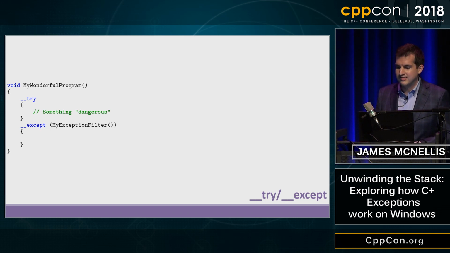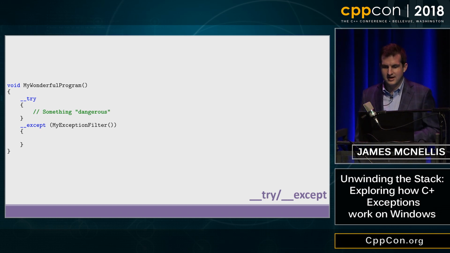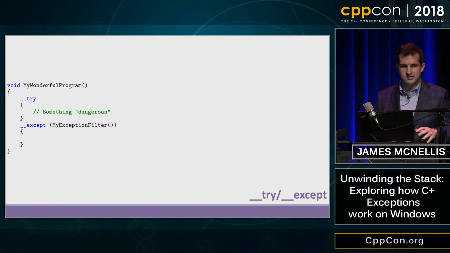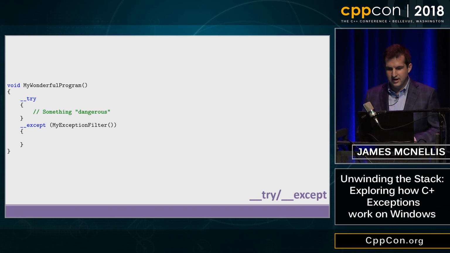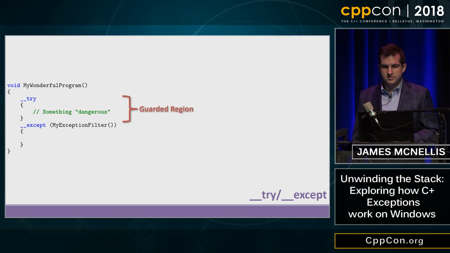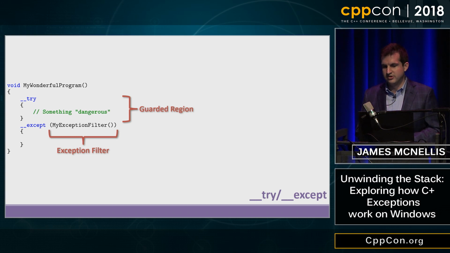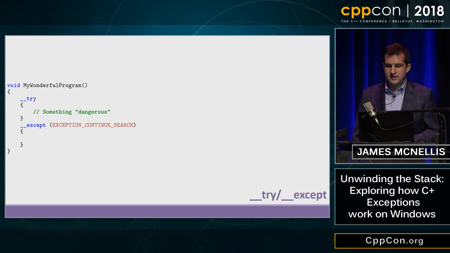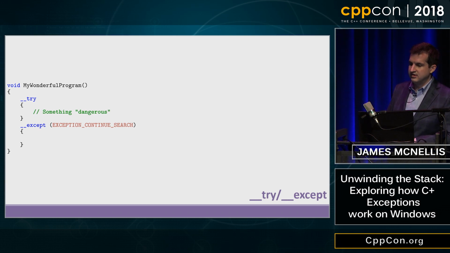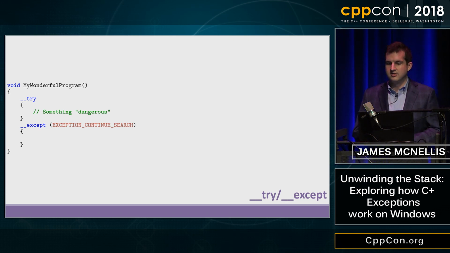The first is the try-except statement, so note that that's __try and __except. So these are extensions, not the standard C++ try statement. And this statement consists of a try block, which is a region of code whose execution is guarded by an exception filter, which can be an arbitrary C++ expression. So the filter acts kind of like an exception handler, and we'll see how they're related in a little bit. If an exception happens inside of the guarded region, then the exception handler will evaluate the filter expression to see what it should do. So for example, the exception filter can evaluate to EXCEPTION_CONTINUE_SEARCH, which means that we choose not to handle the exception here.